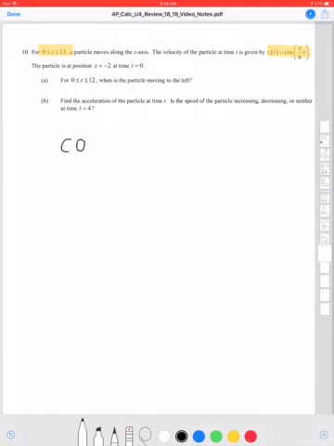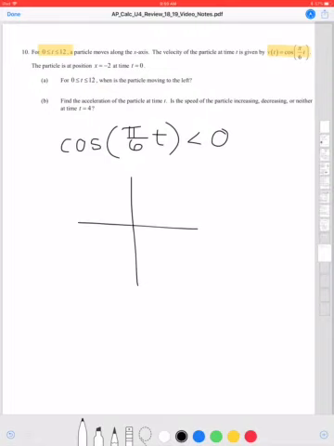Alright, well, when is the cosine of pi over 6t less than 0? Probably writing that would get you a point. It's just so that it's telling them that you understand that it's moving to the left when the velocity is negative. Alright, let's look at the unit circle.